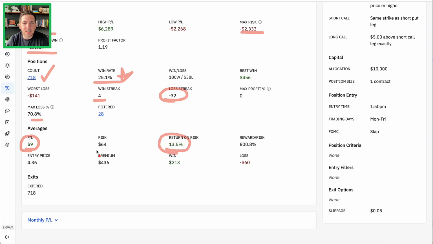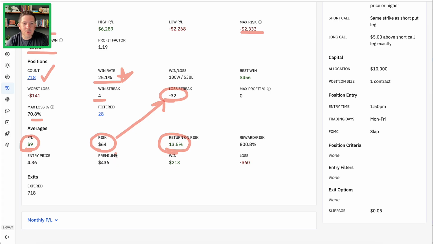The entry risk that you had per position was about $64. So even though you had 32 losses in a row, again, your average position is risking about $64. Although, again, you do lose most of the time. You're losing 75% of the time, right, versus winning.